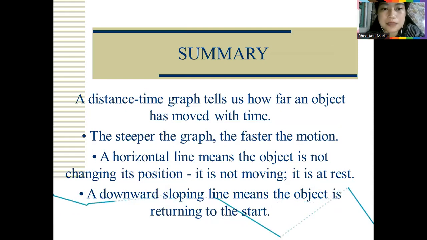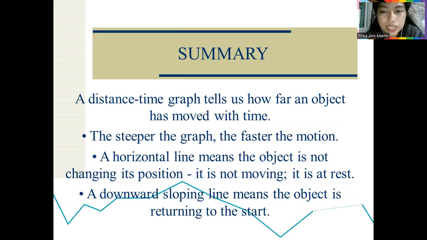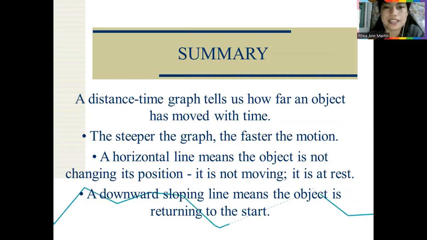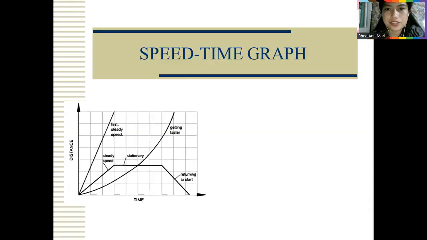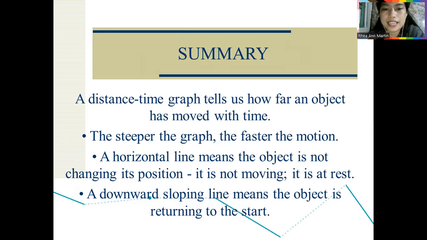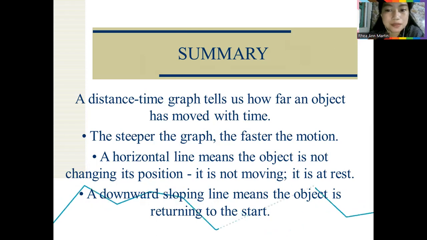A distance time graph tells us how far an object has moved with time. The steeper the graph, the faster the motion. A horizontal line means the object is not changing its position. It is not moving, it is at rest.